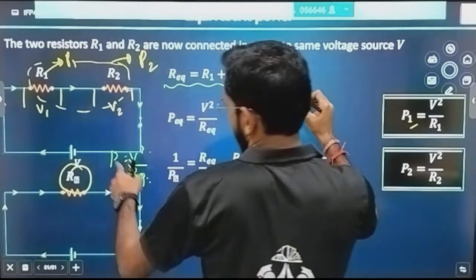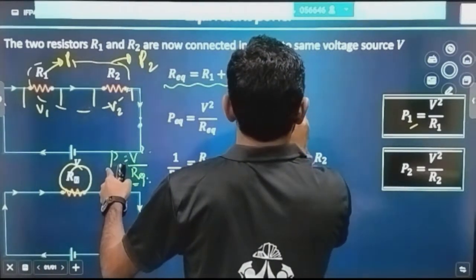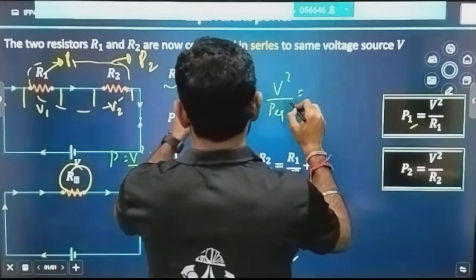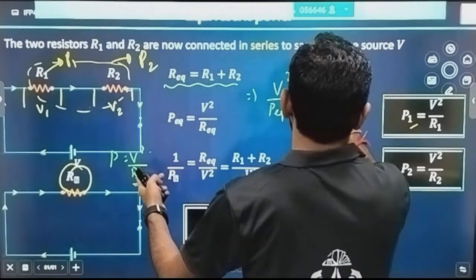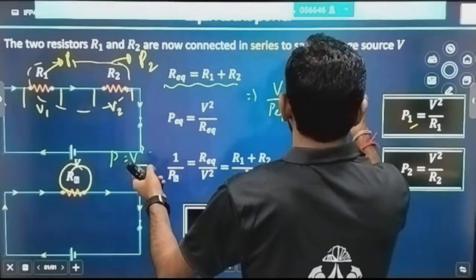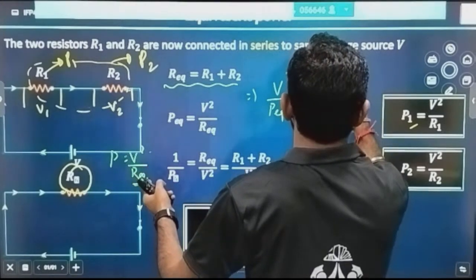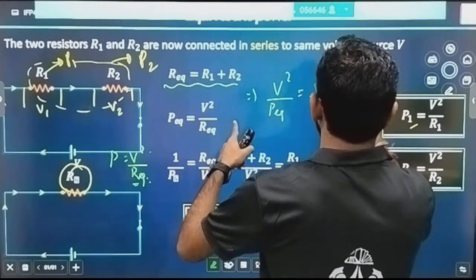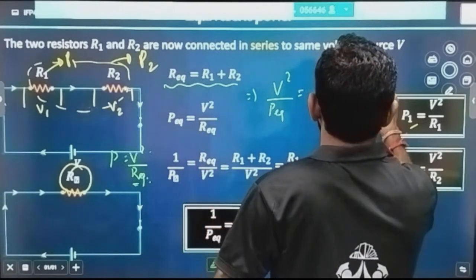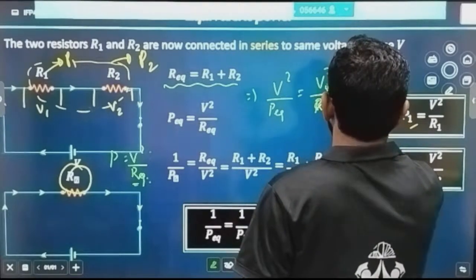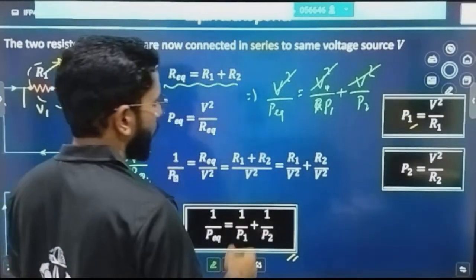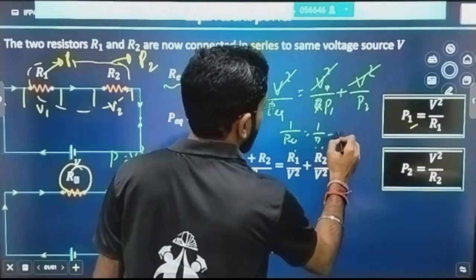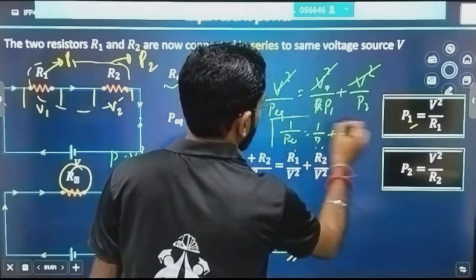R equivalent, how will you write it? V square divided by P equivalent is equal to, if I'm asking you to write R1, how will you write R1? R1 will be written as V square divided by P1, plus R2, V square divided by P2. V square will simply get cancelled out, and you can write here 1 by P equivalent is equal to 1 by P1 plus 1 by P2.